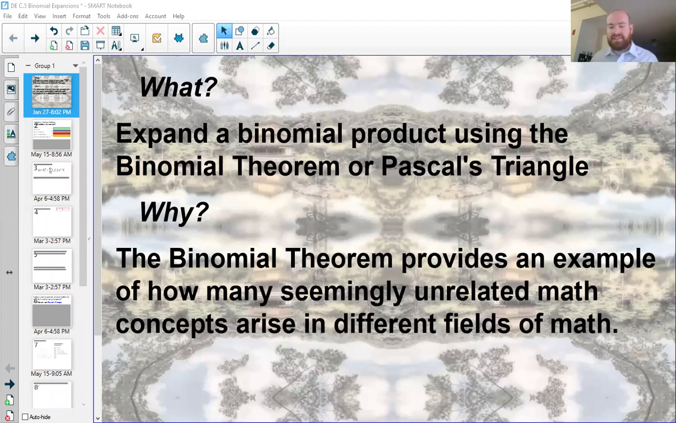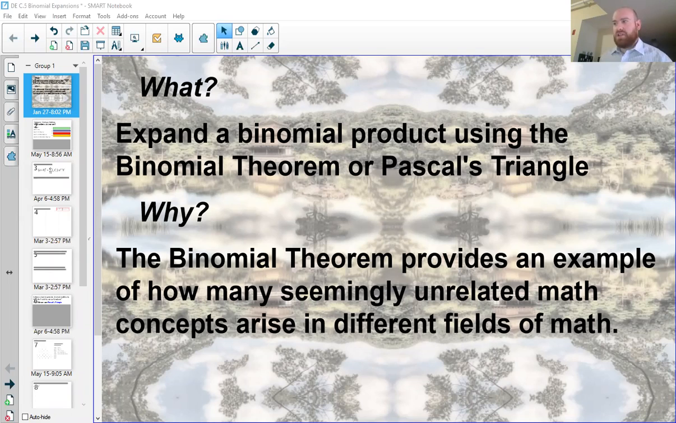This is the last lesson in our unit on sequences and series. And today we're going to be talking about binomial expansions. So the goal is to expand a binomial product using the binomial theorem or Pascal's triangle.